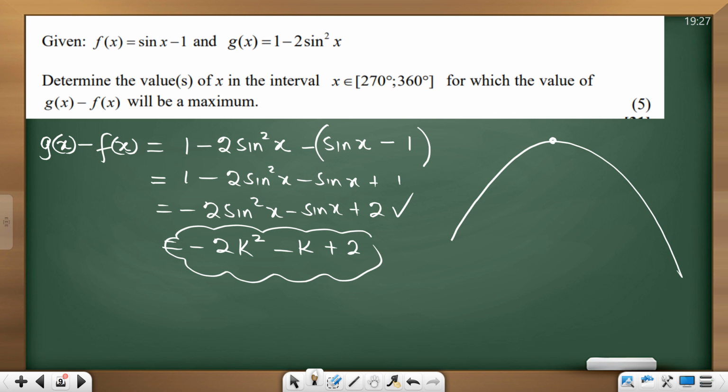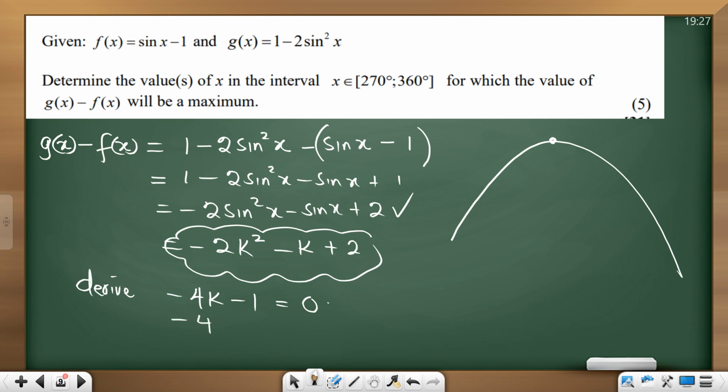But if you use it as K, we might be able to derive it because we are deriving with respect to K. So if we derive this with respect to K, minus 4K minus 1 equals to what? 0. So you see, the fact that I'm using K now makes it simple. Is that fine? Okay.